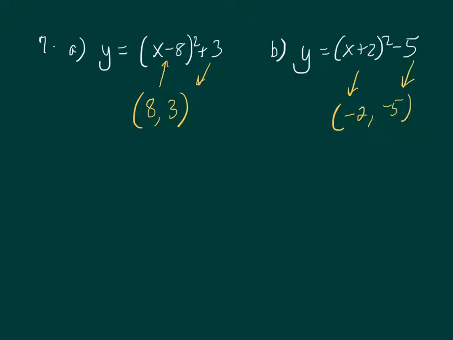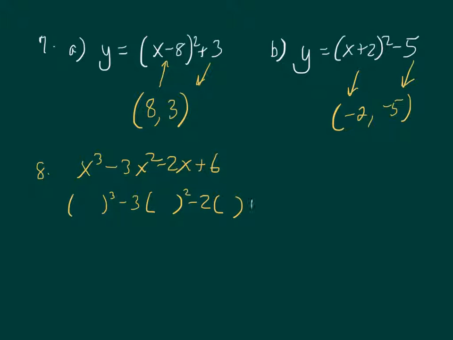Now in number 8, we're told that we have a polynomial, and we're asked if 3 is a root. Now if 3 is a root, if we plug in 3 for x, we will get 0. So that's what we're going to do. We're going to take x cubed minus 3x squared minus 2x plus 6. And to see if this 3 is a root, we will plug in for x the possible root, which we have here to be 3. If this gives us 0, then it is a root. If it doesn't give us 0, it's not a root.